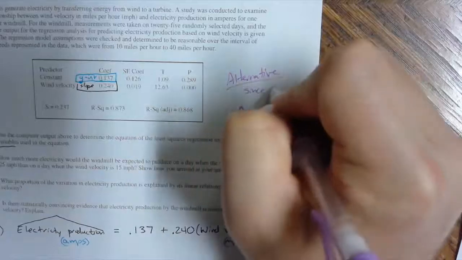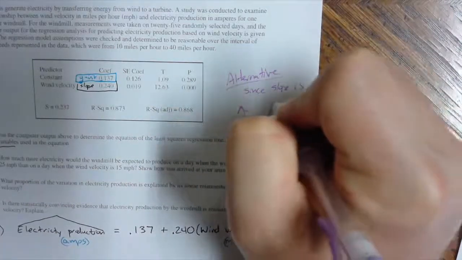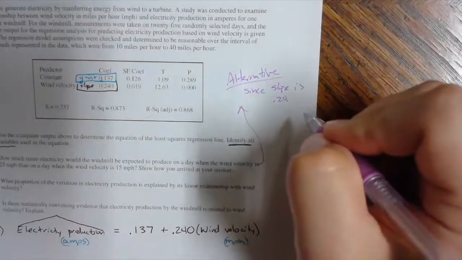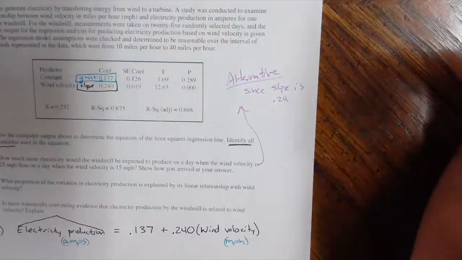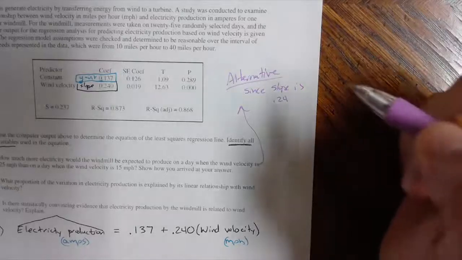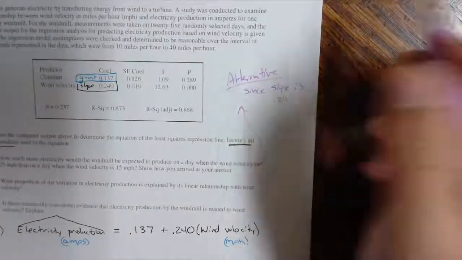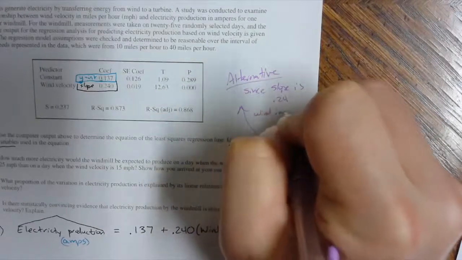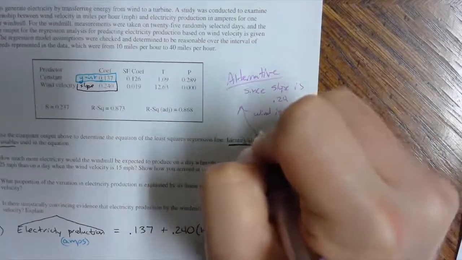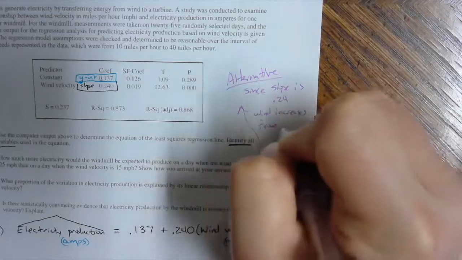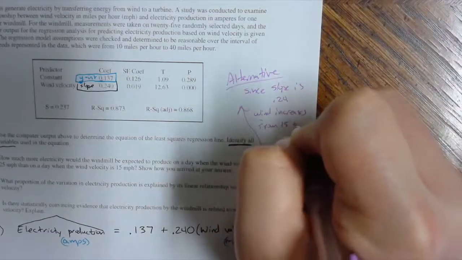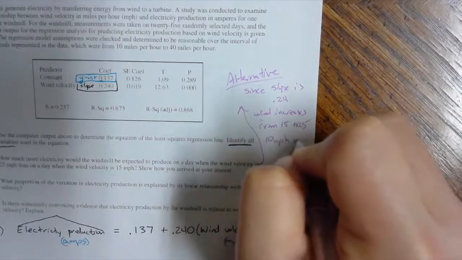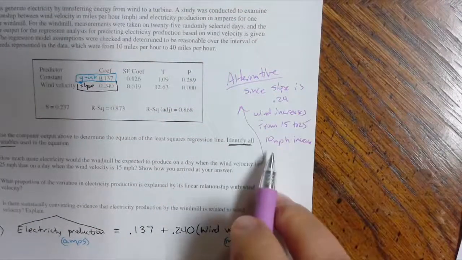Since the slope is 0.24, and what we remember about slope is it's the rate at which, in this case, electricity production increases for every single mile per hour of wind. So if we know that the wind increases from 15 to 25, that's a 10 mile per hour increase. That's a pretty simple calculation too.